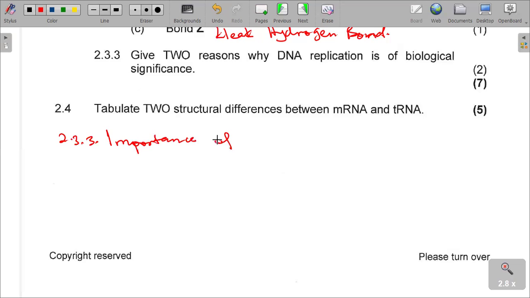Importance of DNA replication. So we must understand the importance.